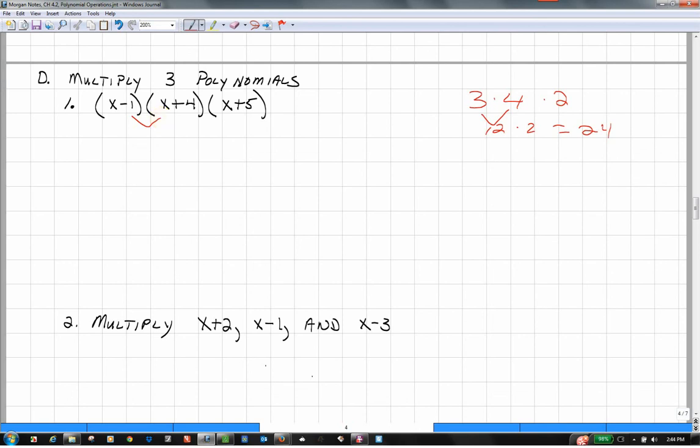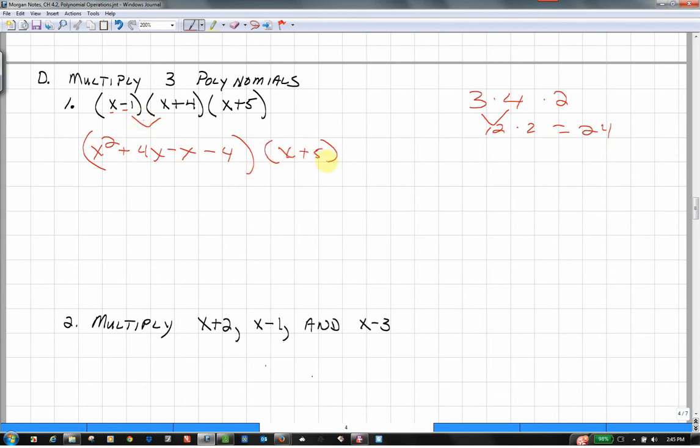So I have x times x, that's x squared. This x times 4 is plus 4x. The minus 1 times x is minus x. Minus 1 times 4 is minus 4. So that's what I get when I multiply the first 2 factors together. And of course, I still have the x plus 5.